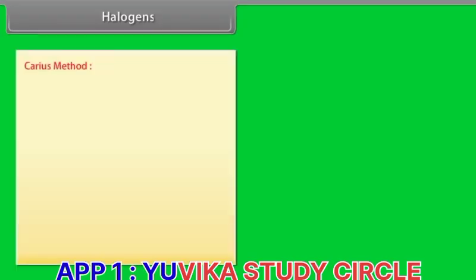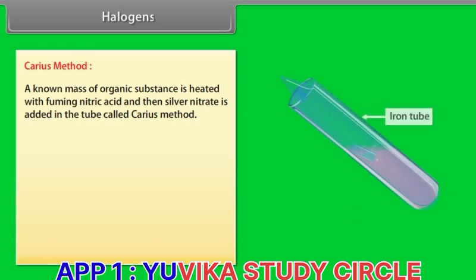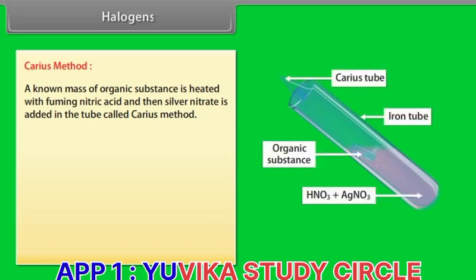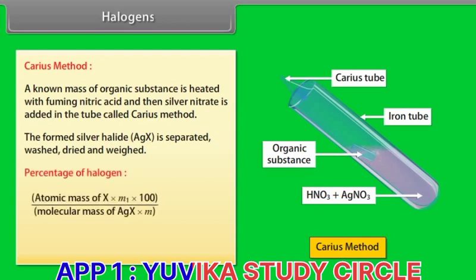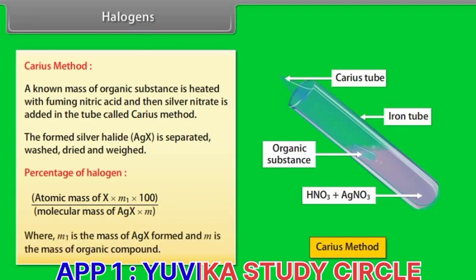Halogens. Carius method. A known mass of organic substance is heated with fuming nitric acid and then silver nitrate is added in the tube, called Carius method. The formed silver halide is separated, washed, dried and weighed. Percentage of halogen is atomic mass of X into M1 into 100 divided by molecular mass of AgX into M, where M1 is the mass of AgX formed and M is the mass of organic compound.